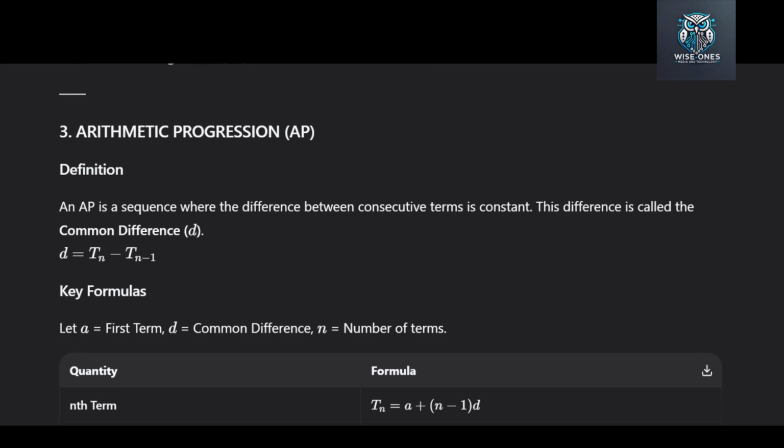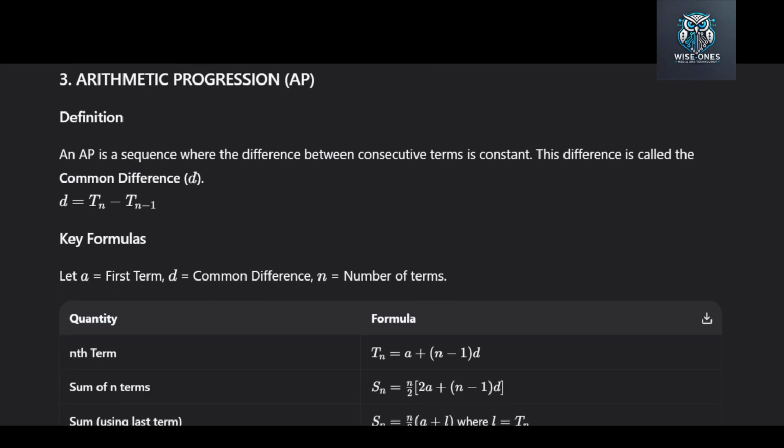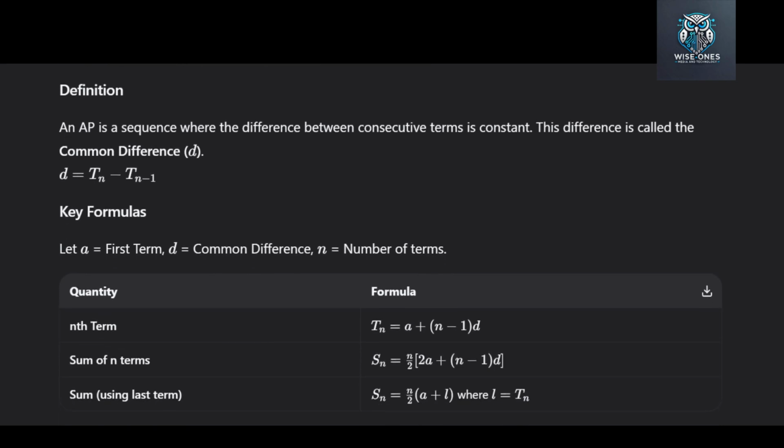Now let us move to Section 3, Arithmetic Progression. What is an arithmetic progression? An AP is a sequence where the difference between consecutive terms is constant. This difference is called the common difference. We use the letter d for this. To find d, you take any term and subtract the term before it. So d equals t sub n minus t sub n minus 1.